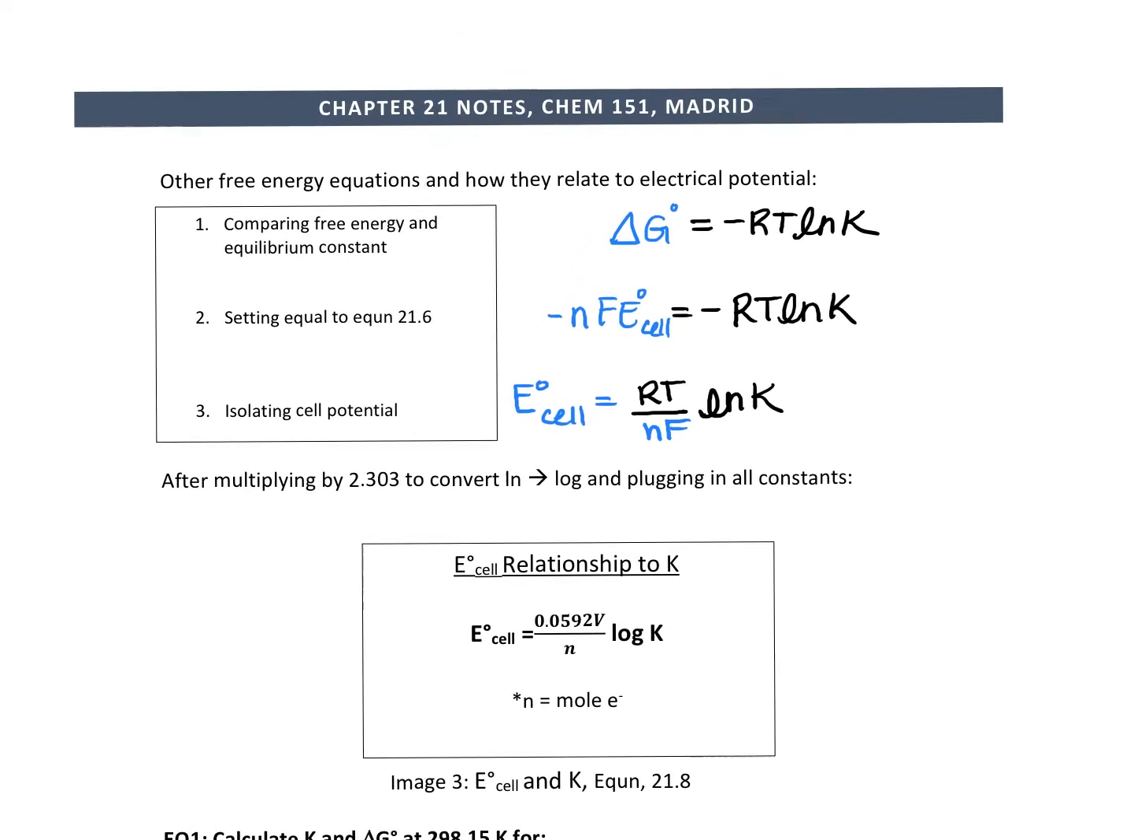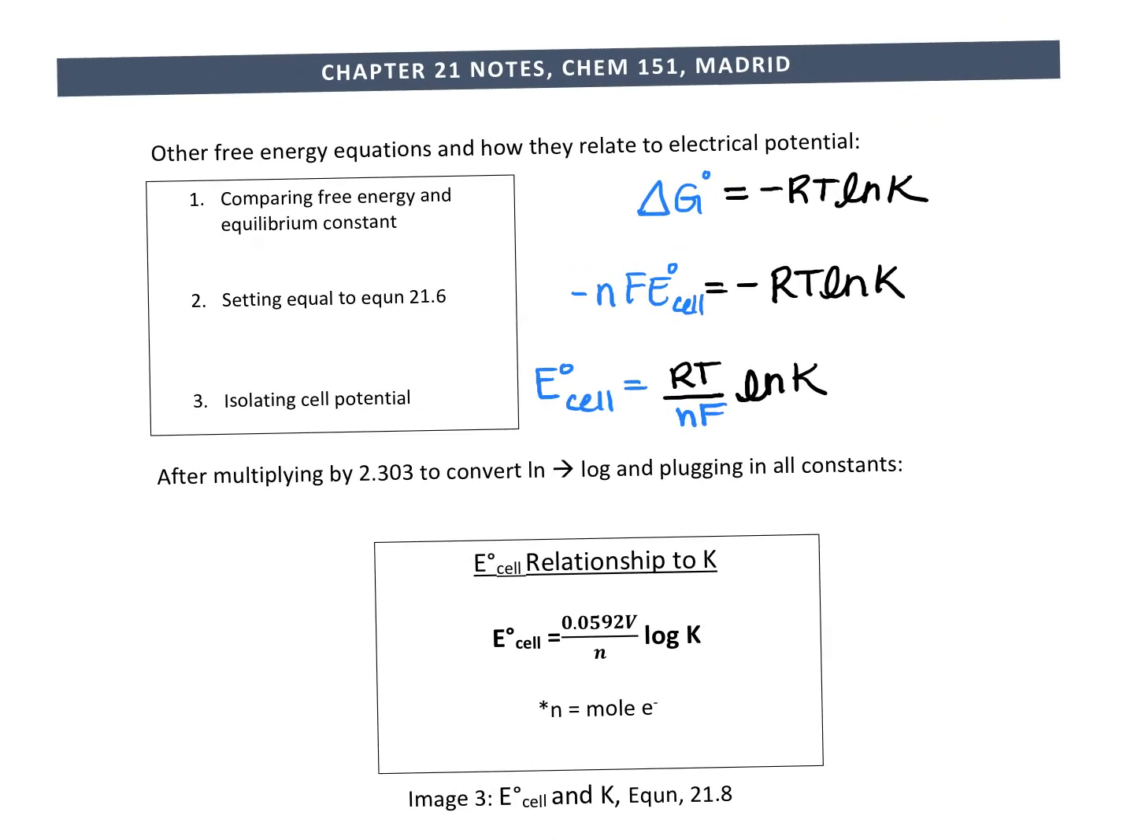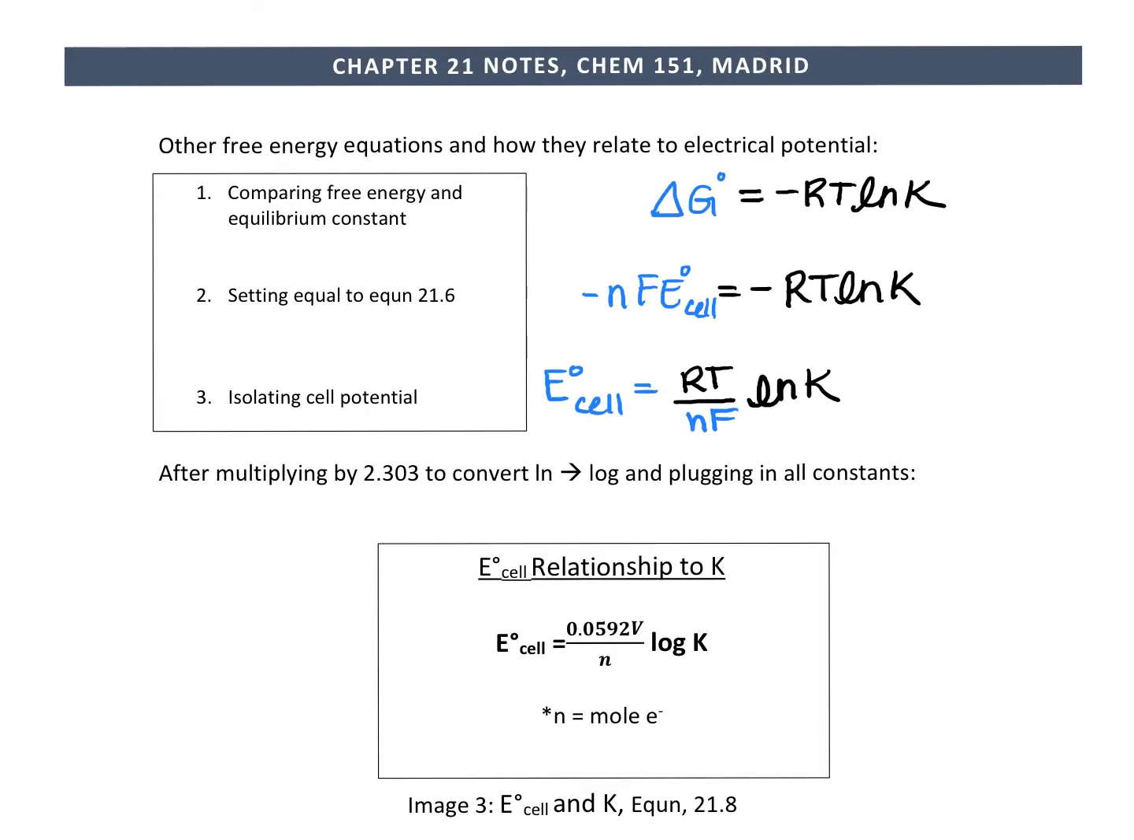Other free energy equations and how they relate to electrical potential. Comparing free energy and our equilibrium constant, we're looking at how the equilibrium constant is going to start relating to cell potential. We know that delta G is equal to negative RT ln K. That is from chapter 20. R is the universal gas constant, times temperature, times the natural log of K, which is your equilibrium constant.